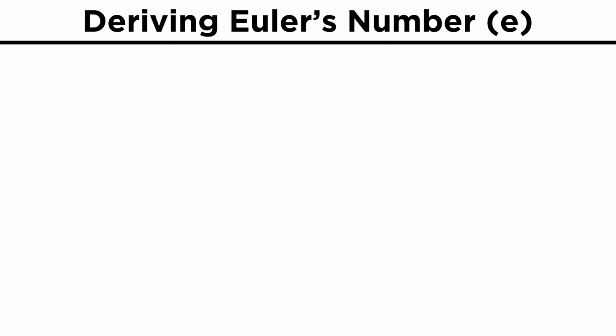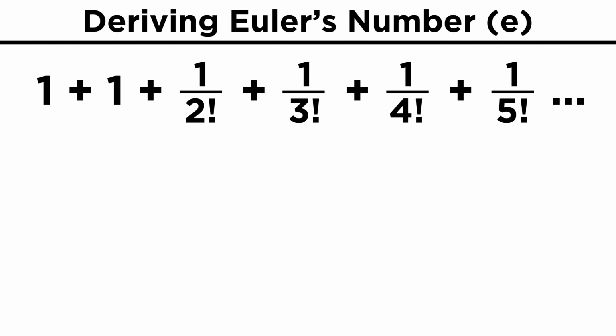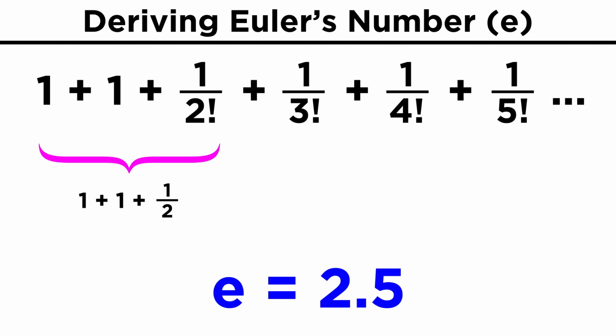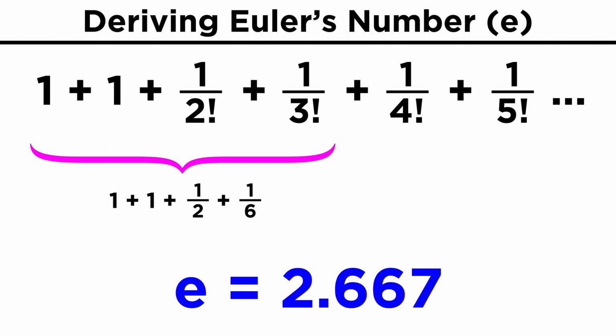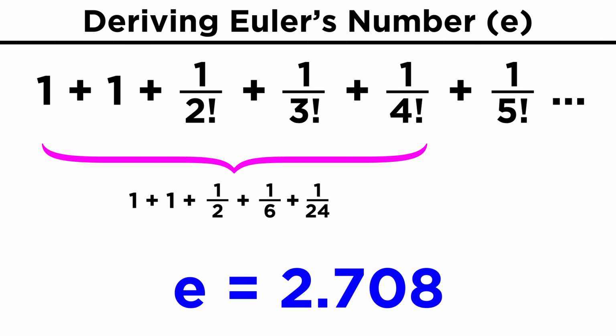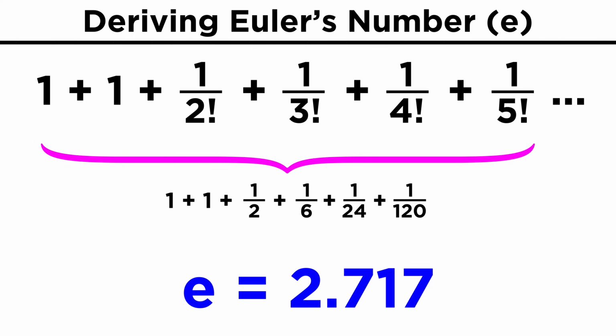To wrap things up, let's take our new understanding of sequences and factorials and show a novel derivation for the natural base, e. Isaac Newton showed that e will be equal to 1 plus 1 plus 1 over 2 factorial, plus 1 over 3 factorial, plus 1 over 4 factorial, and so on to infinity. If we work out the first few terms, we get 1 plus 1 plus 1 half, plus 1 sixth, plus 1 24th, and by now, we already have e to a few decimals.